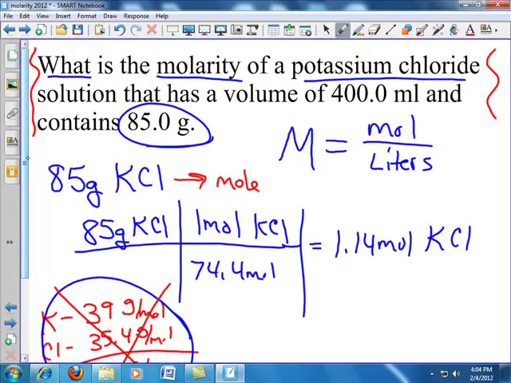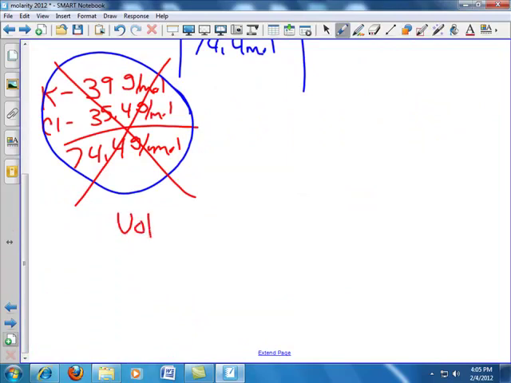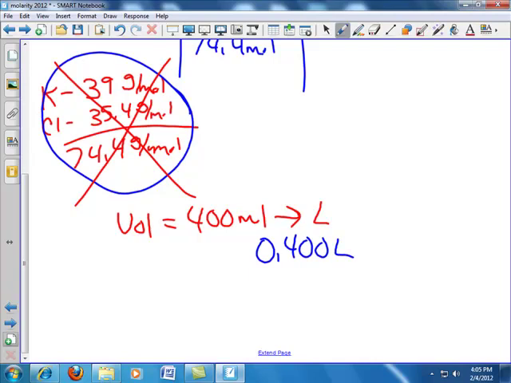Okay, I go back to my problem. I say, okay, I have 400 milliliters. So my volume is 400 milliliters. I need to convert that to liters. Again, this is something that you should be able to do in your head. So this is 0.400 liters. Now again, I don't really want to see this, but the way I did this was I took 400 milliliters times 1 liter divided by 1,000 milliliters.